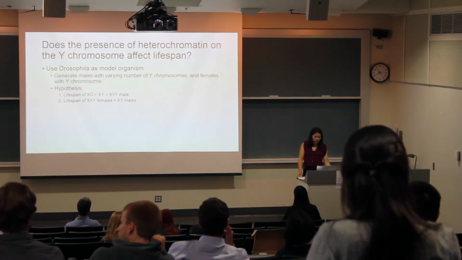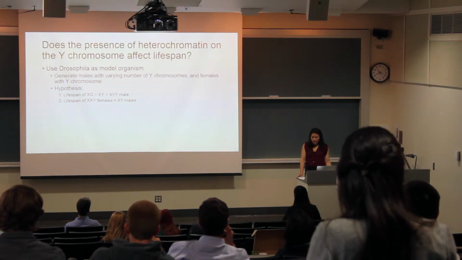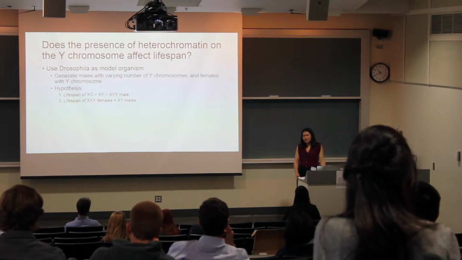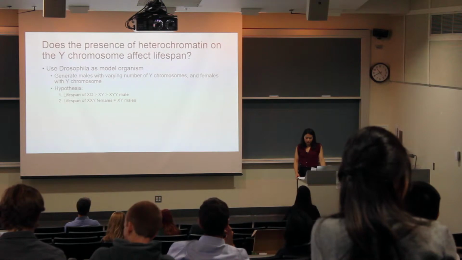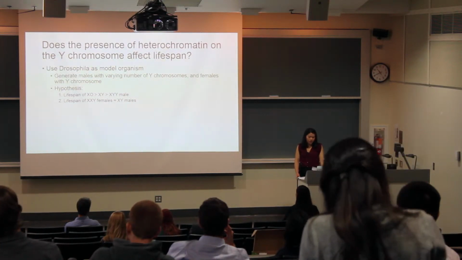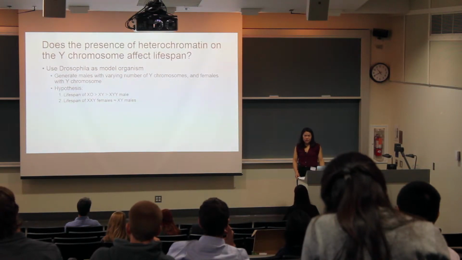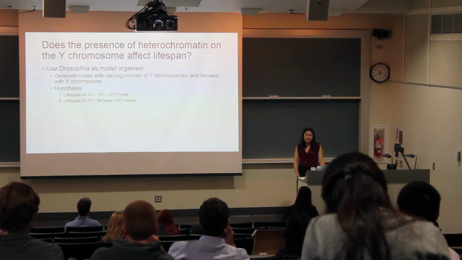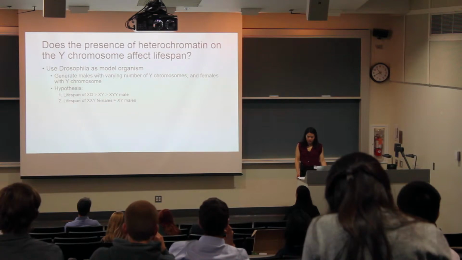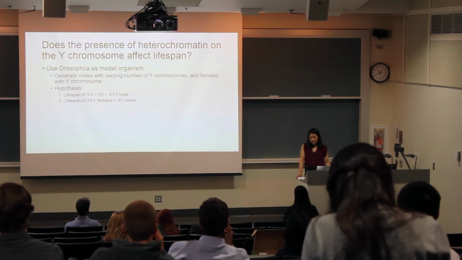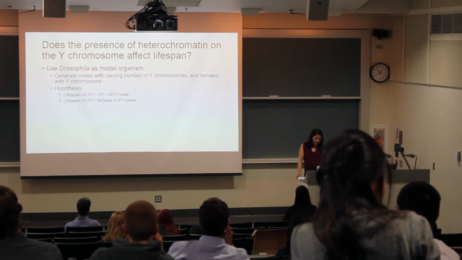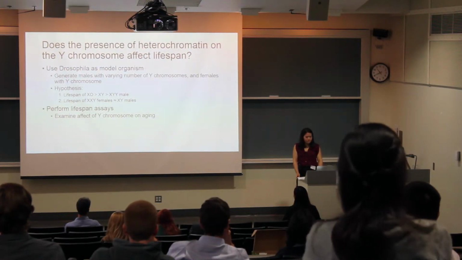If Y-linked heterochromatin plays a role in aging, then males without a Y should live longer than males with a Y, and males with two Ys should have the shortest lifespan. Also, females with a Y chromosome should have a lifespan similar to that of a wild-type XY male. To test these hypotheses, I performed lifespan assays.